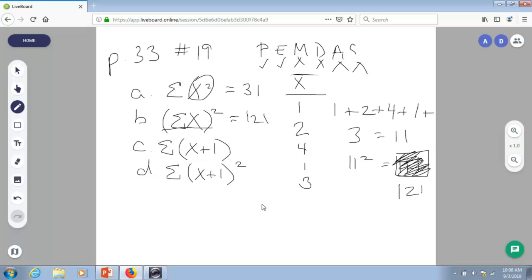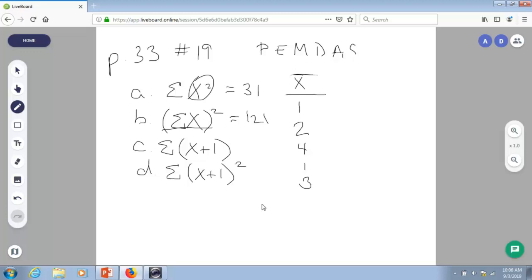Let's move on to C. I'll erase this. All right, what is C asking us to do? Well, we still need to work our way through the order of operations. So we have to take each of these raw scores and add 1 to it, right? Because we do have parentheses.